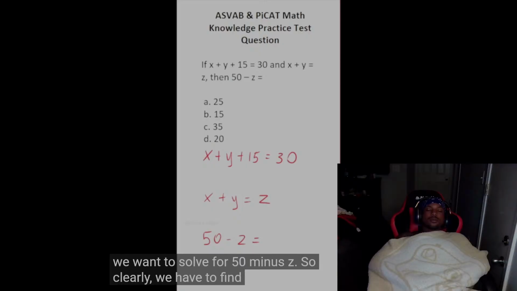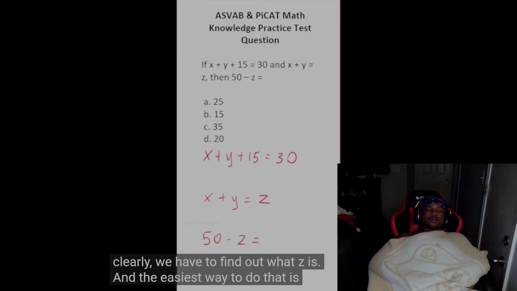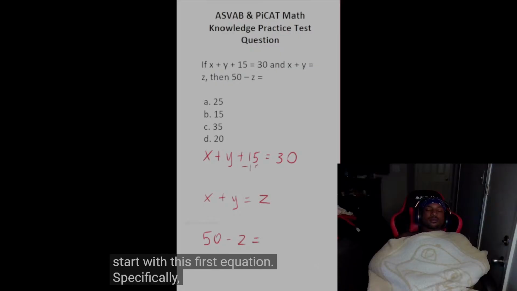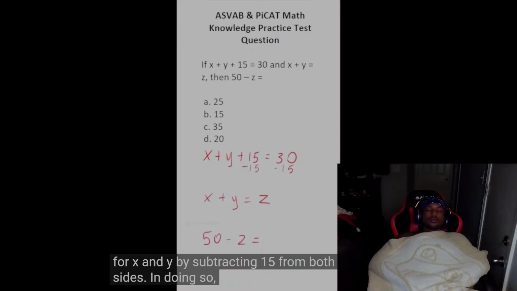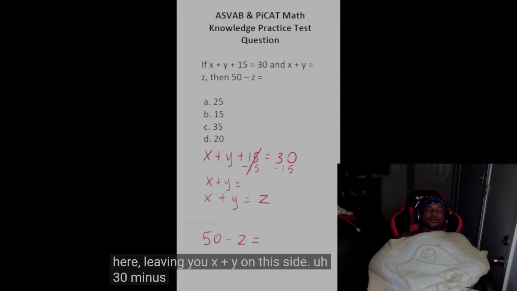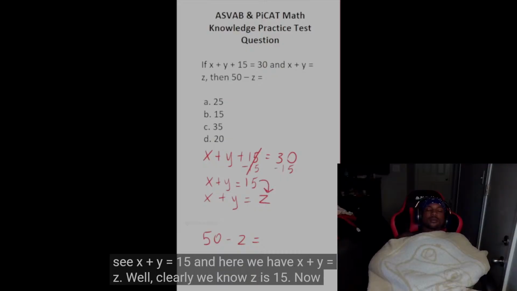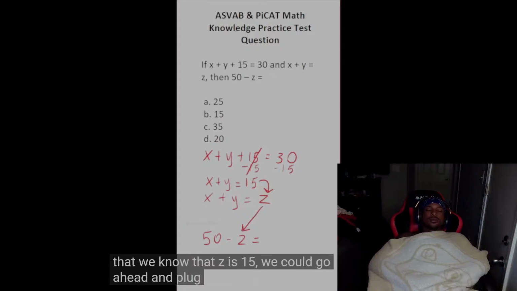So clearly, we have to find out what z is, and the easiest way to do that is to start with this first equation. Specifically, we're going to solve it for x plus y by subtracting 15 from both sides. In doing so, this crosses out here, leaving you x plus y on this side. 30 minus 15 is 15. All right, so we can see x plus y equals 15, and here we have x plus y equals z. Well, clearly, we know z is 15. Now that we know that z is 15, we could go ahead and plug it in here. This becomes 50 minus 15, which is 35, and so our answer is going to be 35.